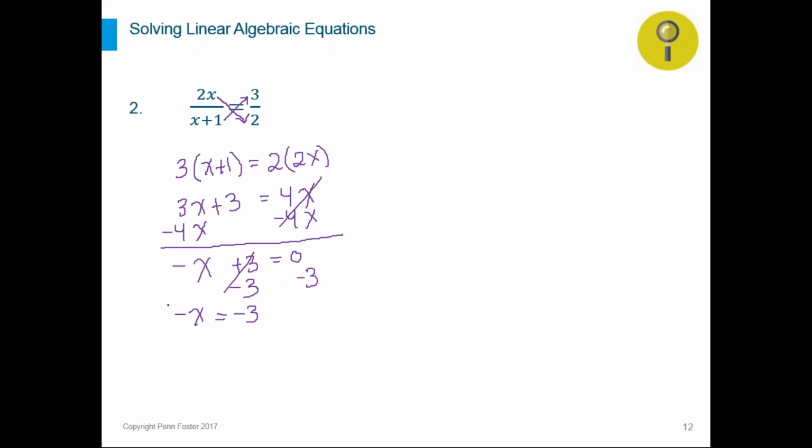So I can just multiply the negative x times negative 1, and I have to do the same thing with the other side. So negative 1 times negative 1x is positive x, which is what I want, equals negative 3 times negative 1, positive 3. Your answer is positive 3. You're not sure? Then plug in the 3 in place of each x in your original equation. You should have the right-hand side equal to the left-hand side. If you do not have that, it means that you did something wrong in your work.